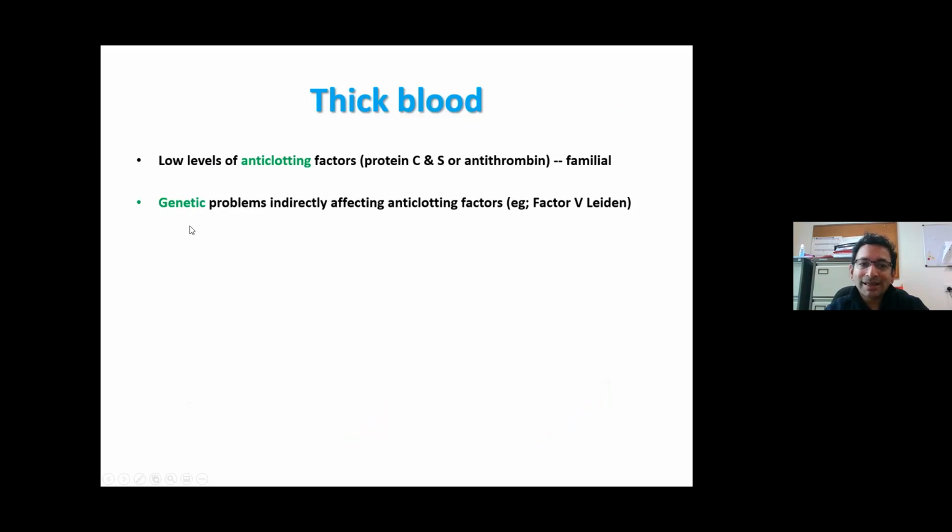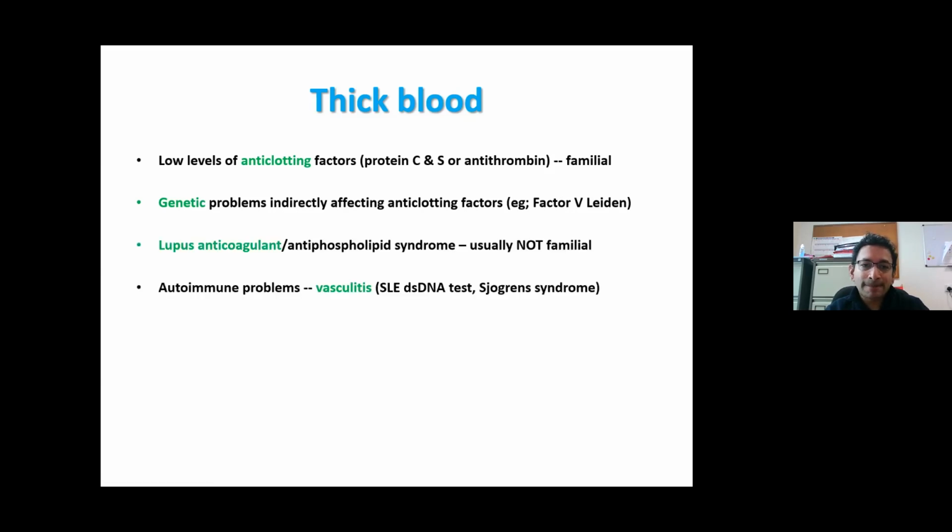There are also other genetic problems which can affect anti-clotting factors. One of the very common ones is called factor V Leiden. It's called that because it was discovered in Leiden, a very beautiful place just outside Amsterdam. And the other reason for thick blood is something called lupus anticoagulant, which becomes a part of antiphospholipid syndrome. Once again, this is very relevant for ITP because there are some people who have lupus anticoagulant or antiphospholipid syndrome in combination with ITP, but this is not something which runs in the family.